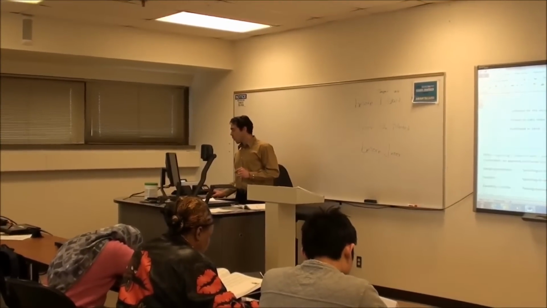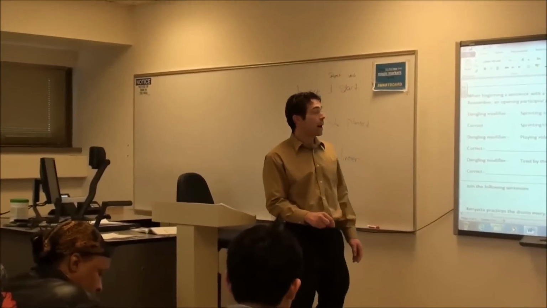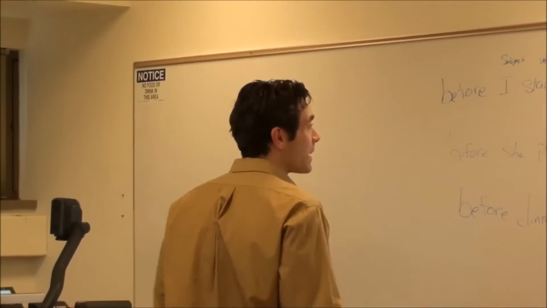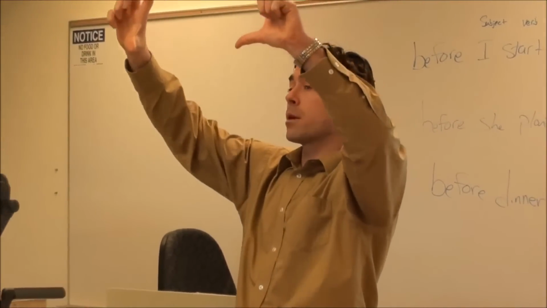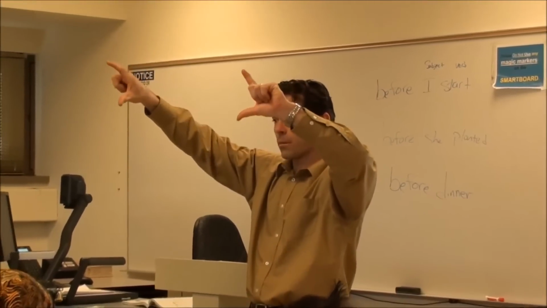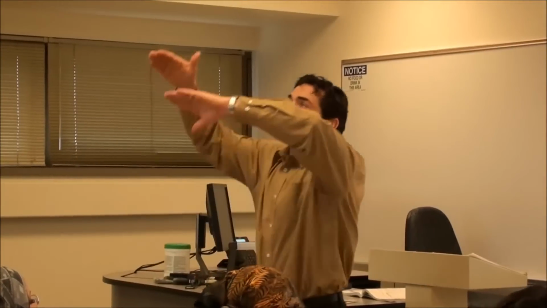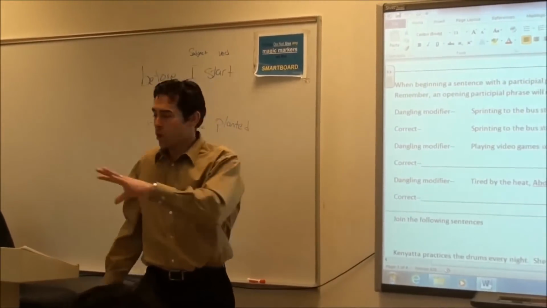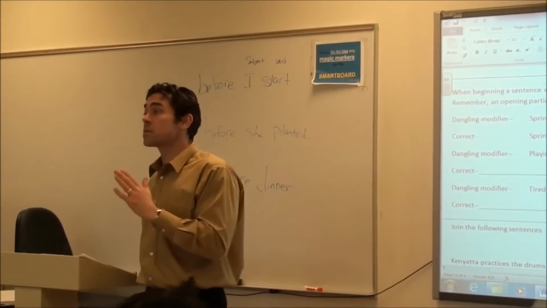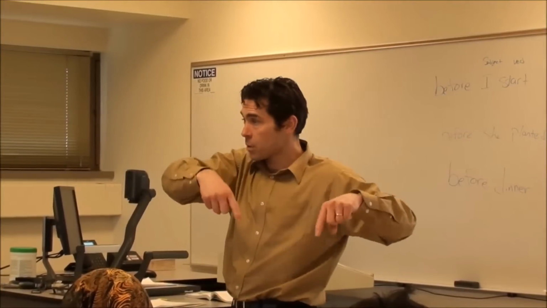Now, I want to point out one possible problem when beginning sentences with participial phrases. And that is what's called a dangling modifier. Basically, when you begin with a participial phrase, whether it's present or past, the very next word, the subject of the independent clause, needs to be the person or the thing doing the action in the participial phrase. Okay? So if we look at the example, walking through the woods, comma, I tripped on a stump. The subject, I, is the one walking through the woods.